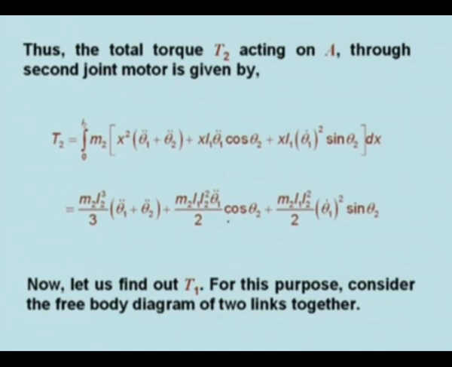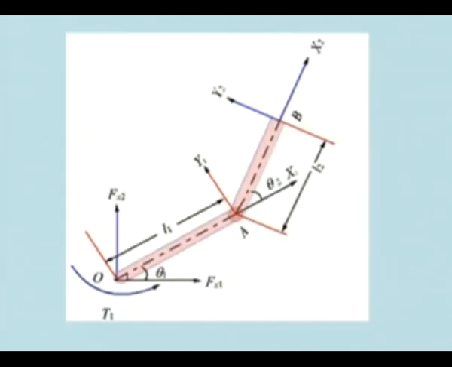For this purpose, consider the free body diagram of the two rings together. We could have drawn the free body diagram of only ring 1, but in that case the joint reactions would come at joint A. Those are unknown to us, so we don't want to find them, and that's why we are doing it like this. You can see the joint reactions Fx1 and Fy1 here, and the torque T1 is acting.